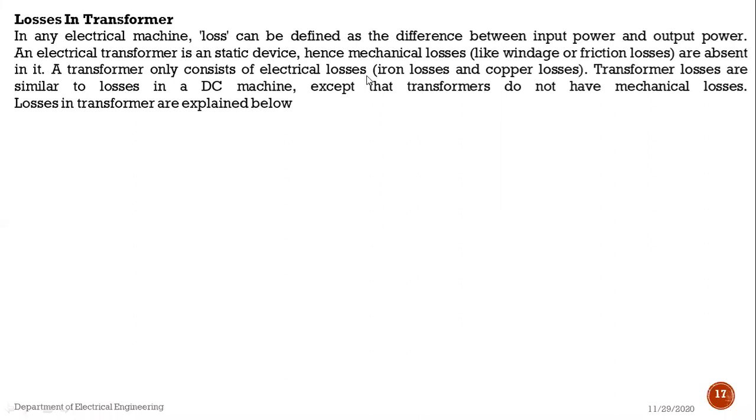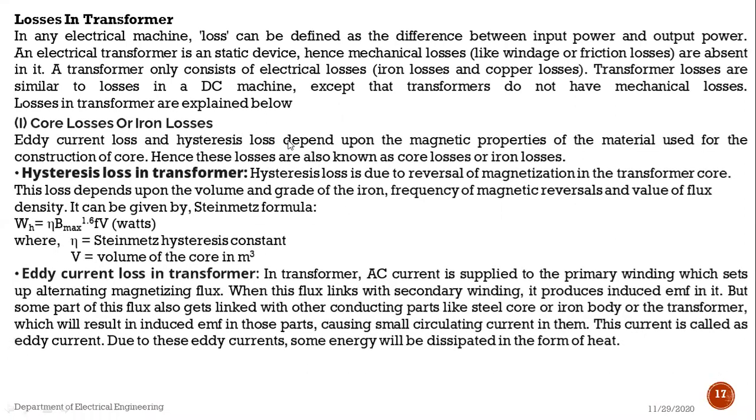So we will discuss the losses one by one. The core losses, or iron losses. In core losses, there are two types of losses, that is the eddy current loss and the hysteresis loss. These eddy current and hysteresis losses depend upon the magnetic properties of the material which is used for the construction of the core.